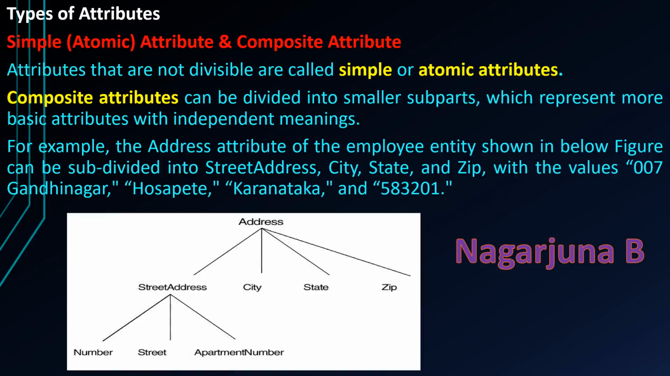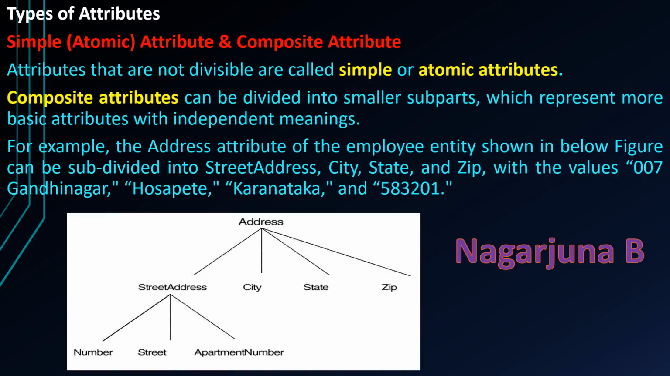F name means first name, for example John. Another example for first name might be Ralph, R-A-L-P-H. Another example might be Arjun. So these are the names, the attribute values which we have given. Those are not divisible. Arjun is not divisible. John is not divisible. Those kinds of attributes are called simple or atomic attributes.